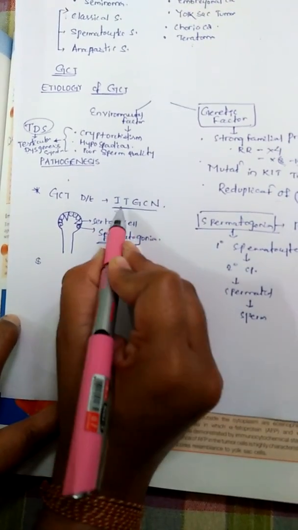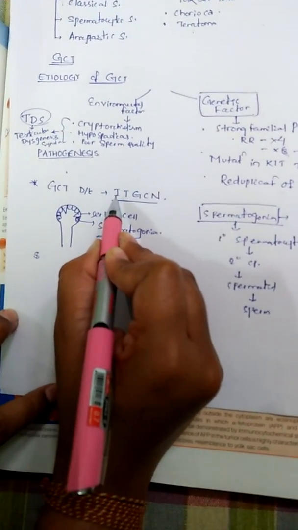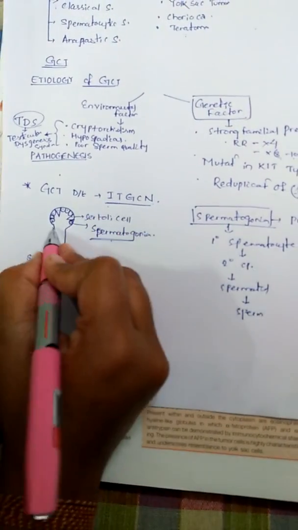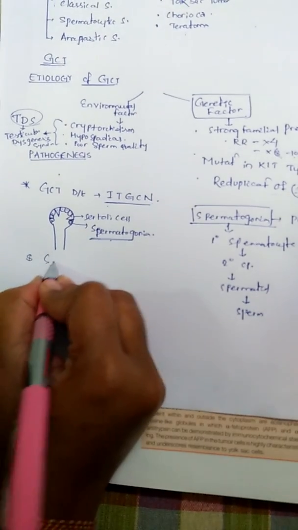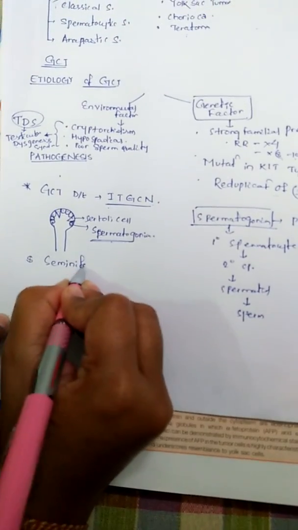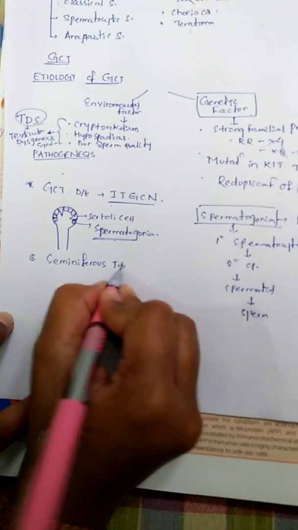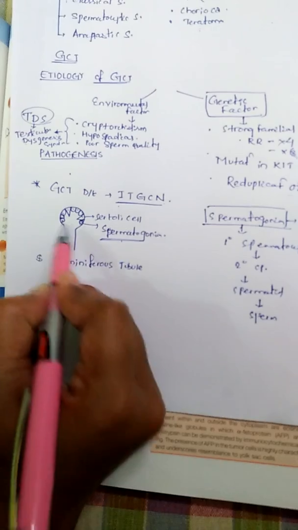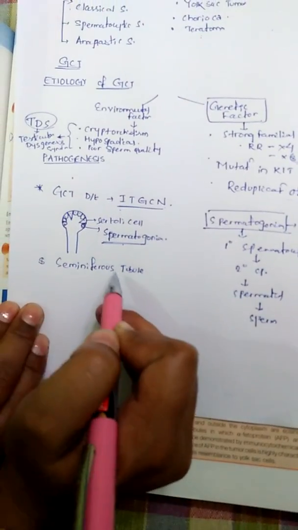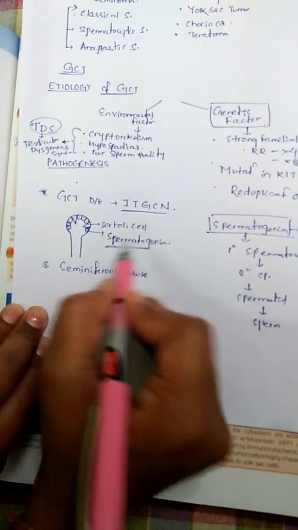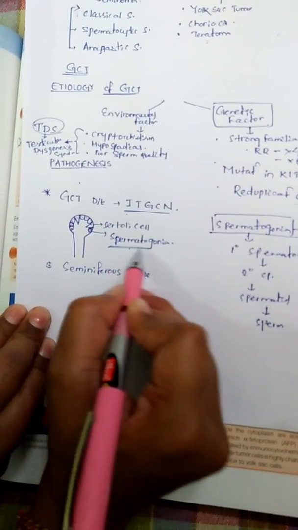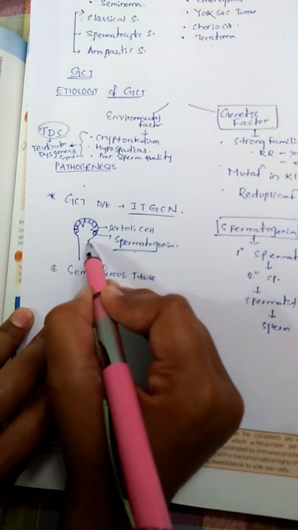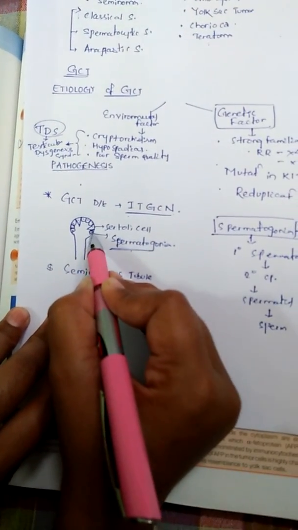It is written here that it is due to the precursor lesion called intratubular germ cell neoplasia. What is intratubular? This is the seminiferous tubule, and the spermatogonia is present inside the seminiferous tubule, so it is an intratubular germ cell. Spermatogonia is itself the germ cell. So it is germ cell neoplasia inside the seminiferous tubule.